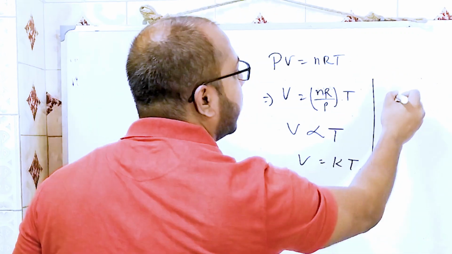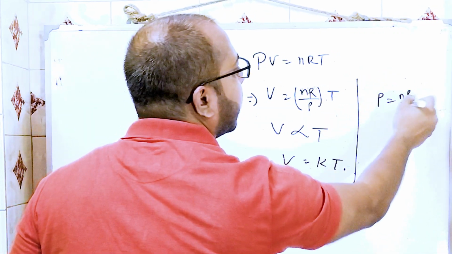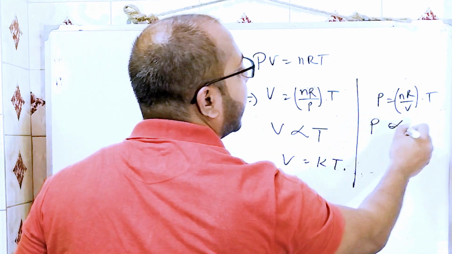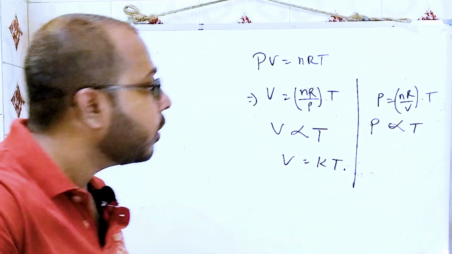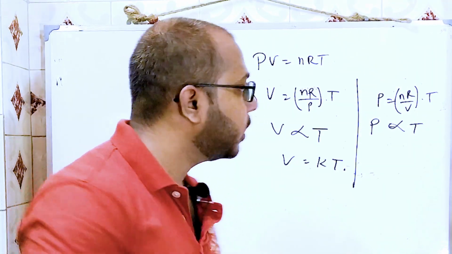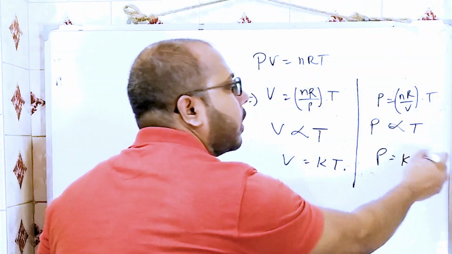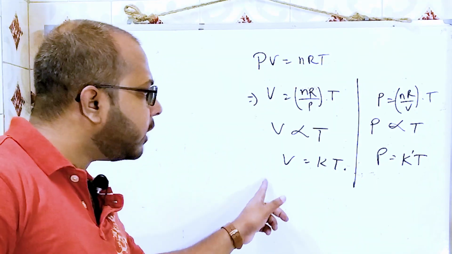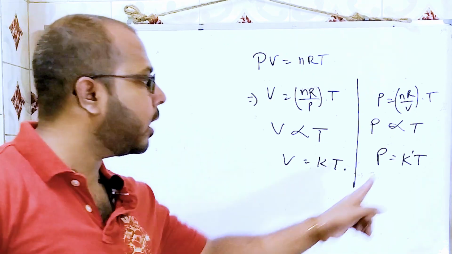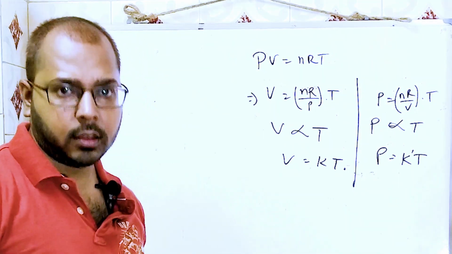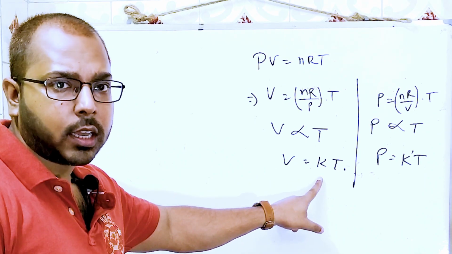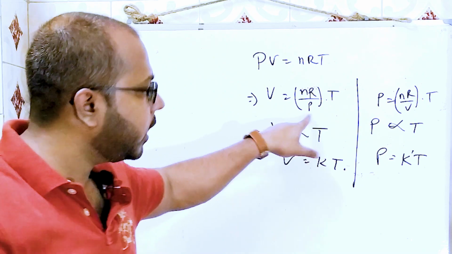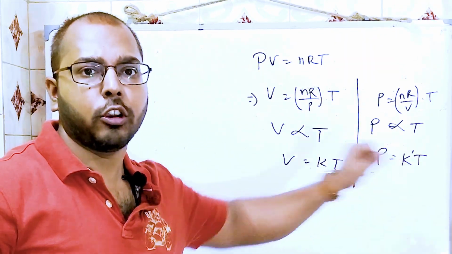Similarly, if we separate P like that, then P and T are directly proportional when volume is constant. So that's why P equals to K2 T. So whatever graph V versus T has, the same graph P versus T will have, because here pressure is kept constant, n is constant, and there volume is kept constant.